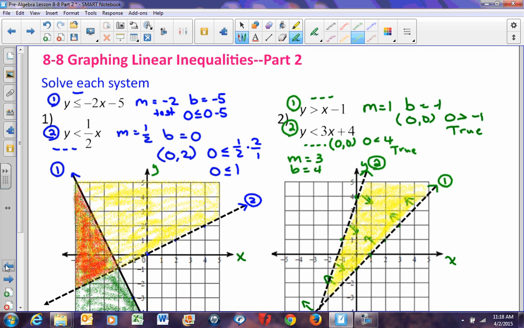Okay, so that's solving systems of inequalities. All you have to do now is just make sure that you use your dashed or solid lines and shade where the two lines cross. It's not a difficult concept, and you'll find it's kind of a fun thing to do once in a while too.